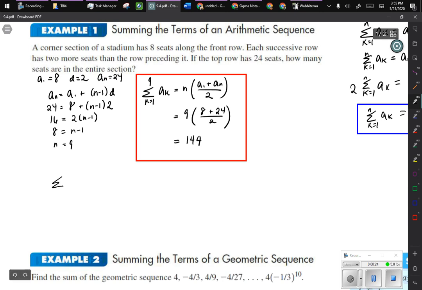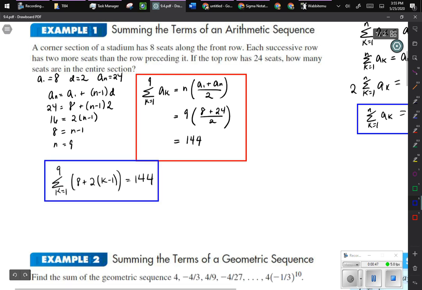So it would be a summation from 1 to 9. And over here, I'm going to input the explicit definition of the sequence, which should be the first term, in this case 8, plus the common difference times k minus 1. That would be the explicit definition, and this would equal 144. So technically, either answer is acceptable, but this answer just has more detail to it.